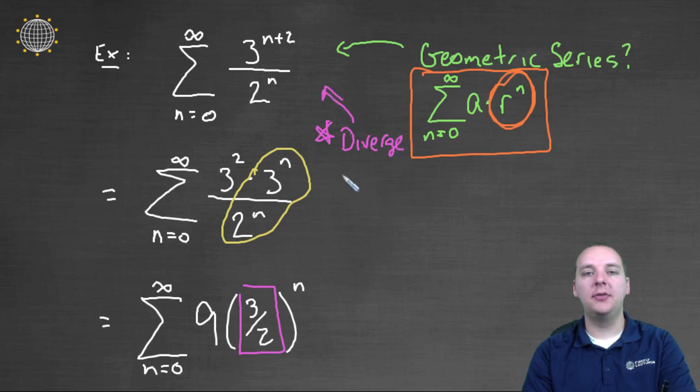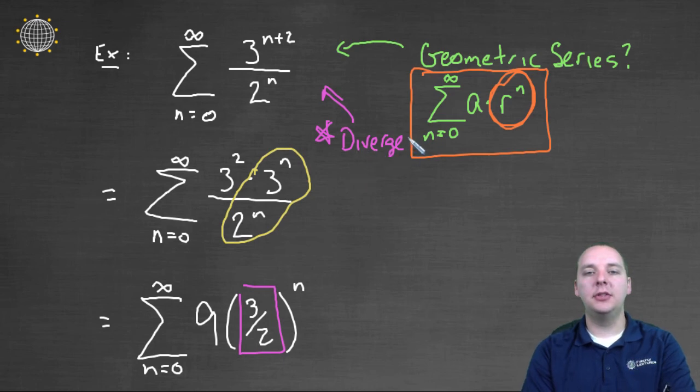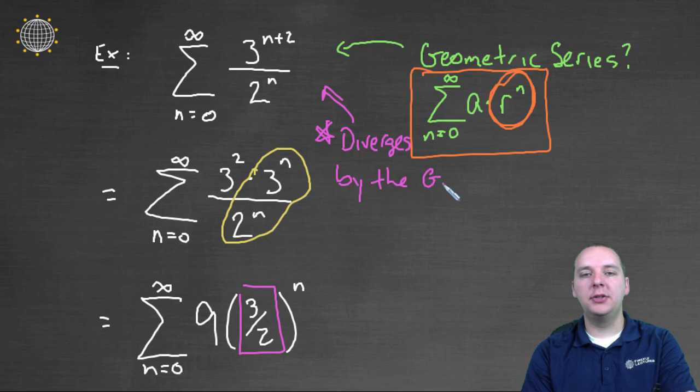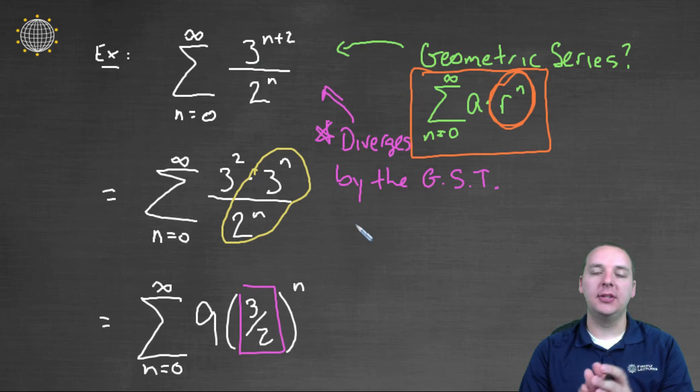So this series right here is going to diverge. But don't just say diverge. You also have to say this as well: diverges by the geometric series test. And if you don't mind my abbreviation, I'll just shorten that up a little bit so I don't have to write it all out. But this diverges by the geometric series test. So you have to say if it converges or diverges, as well as what test you used to show that.